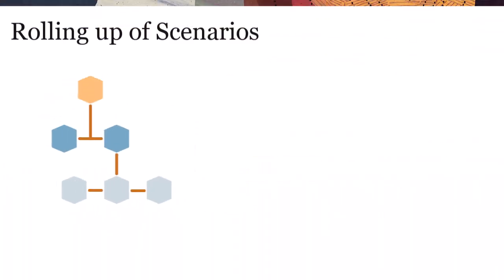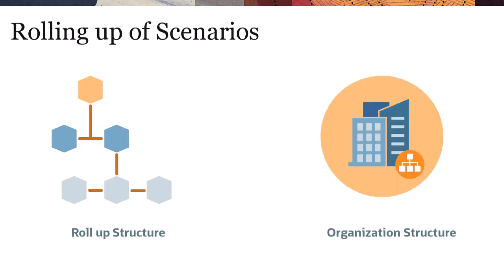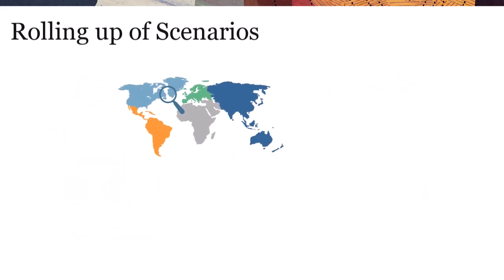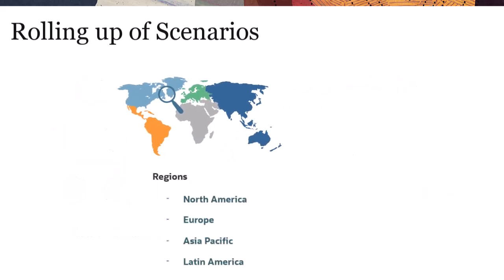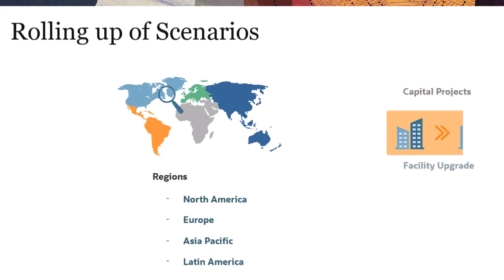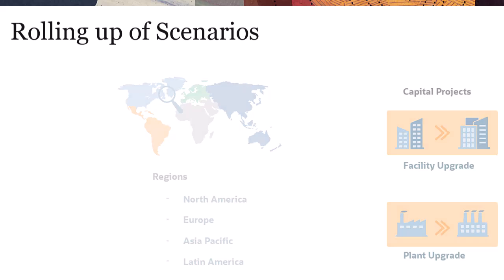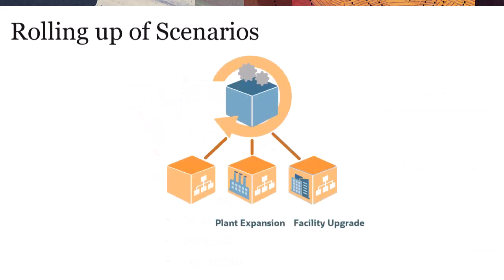In strategic modeling, you set up roll-up structures to represent the structure of your organization. For example, we can conduct region-specific analysis by setting up 4 regions within the service division. You can evaluate capital projects for a facility upgrade or a plant expansion by including separate models for them. You can choose to exclude some models from your rollup. Data from excluded models is not included in the rolled-up model.